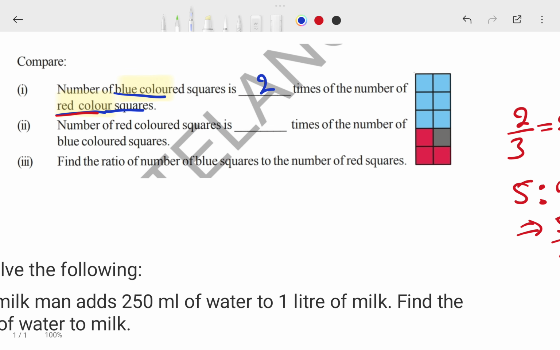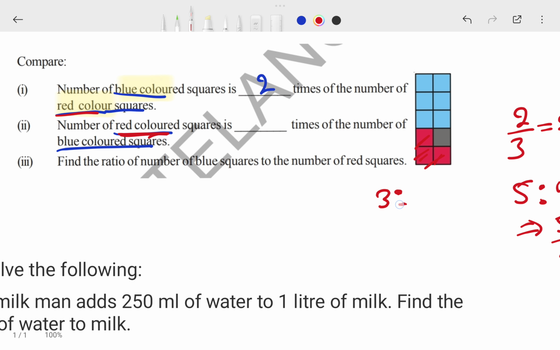The next question says that the number of red color is how many times the number of blue colors. Now we have to find the red color. How many times is red color there? 1, 2, 3, 3 times red color are there. First it is asking red color, so I wrote red color. How many times? 1, 2, 3 times red, 3 times.